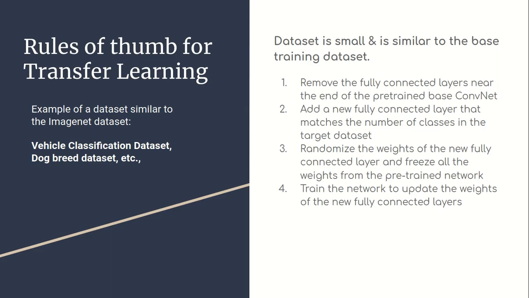So that's why what we could do is remove the fully connected layer near the end of the pre-trained base network. Okay, so when we choose one of the pre-trained models for our task, we will remove the last fully connected layers and then add a new fully connected layer in its place, so that it matches the number of classes for the target dataset. Okay, so we'll remove the last fully connected layer and add a new one. And then we will freeze all the weights of the pre-trained network.